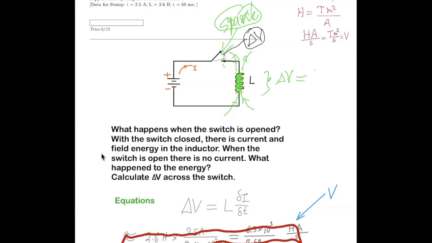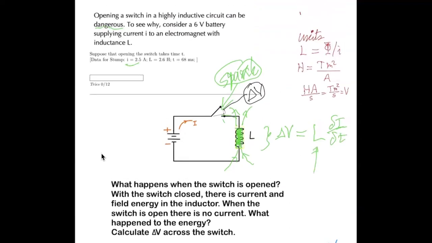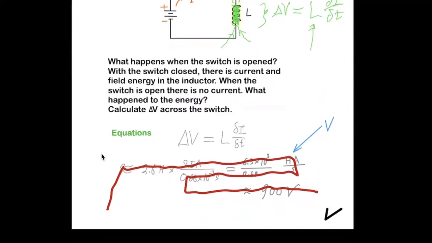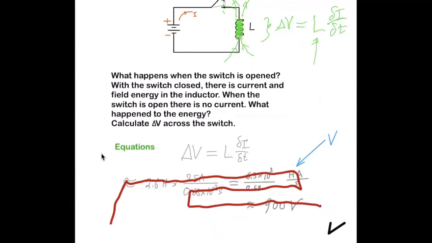The potential difference across an inductor is L delta I over delta T by Faraday's law, where L is the so-called inductance. Here we're given I, we're given delta T, we're given self-inductance. So we can calculate this voltage difference at the switch. At this point, we've drawn a picture and written down the relevant equation. Now it's just a matter of doing the calculation with a calculator.